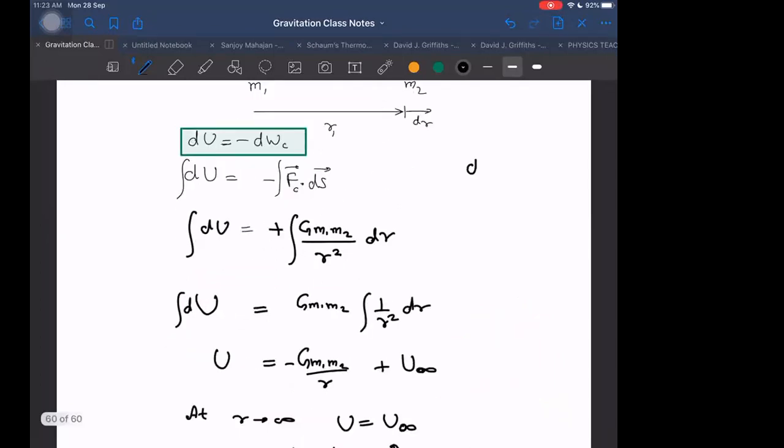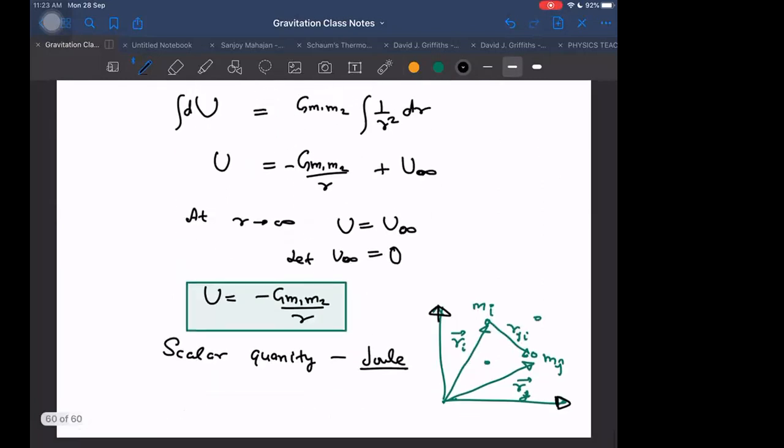But yes, here we should remember this thing also. Minus dU by dr will be equal to F, that will be equal to the conservative internal force. Right.